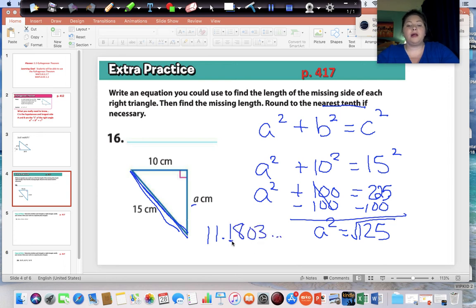Okay, we want to round to the tenths place, so we're going to look back at that 8. That 8 is enough to bump that 1 up, so your answer is going to be a equals 11.2, and we are talking centimeters. So it's going to be 11.2 centimeters. That's your answer.